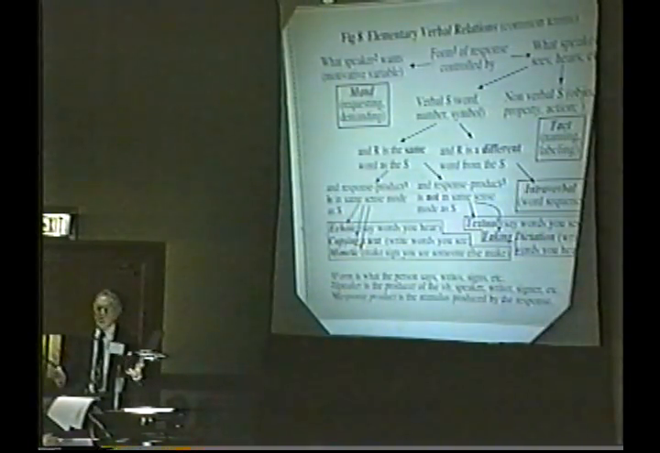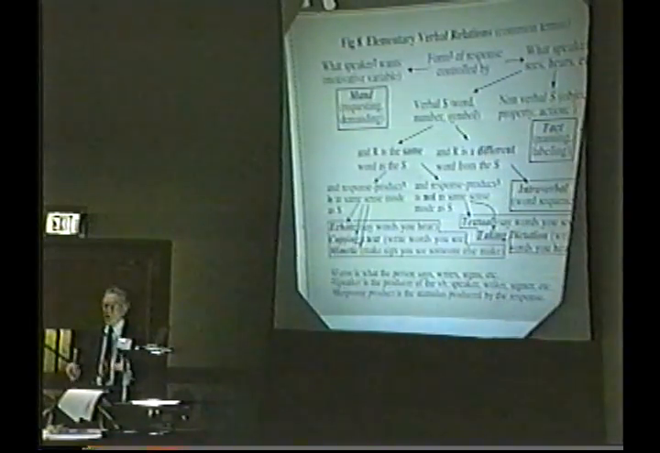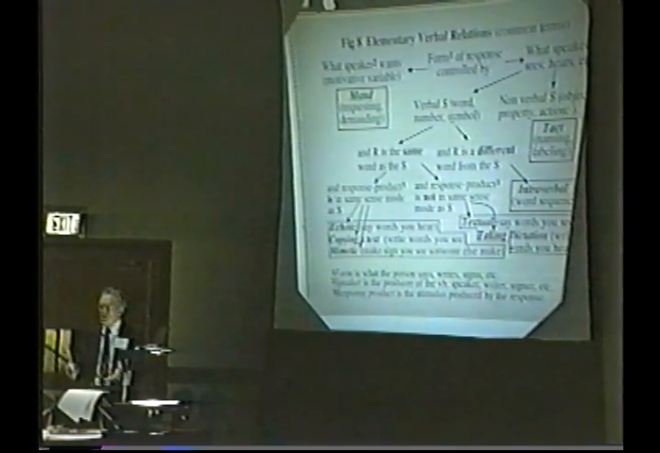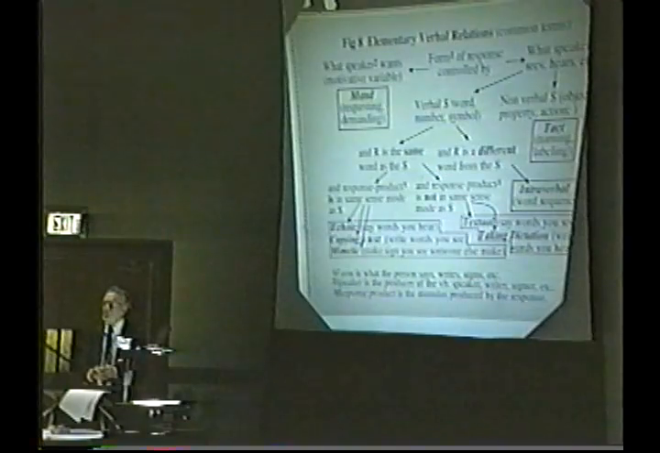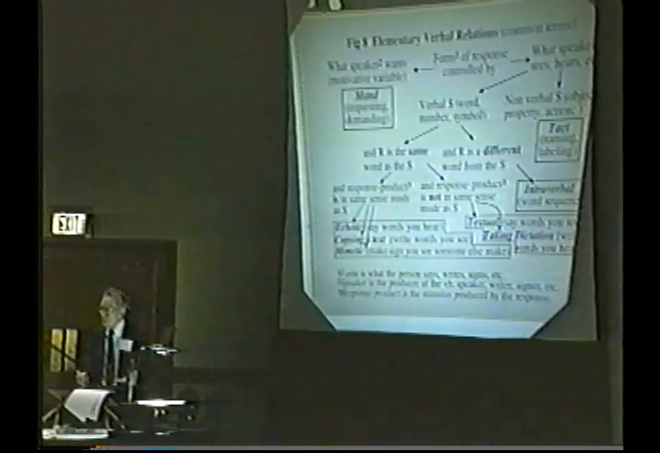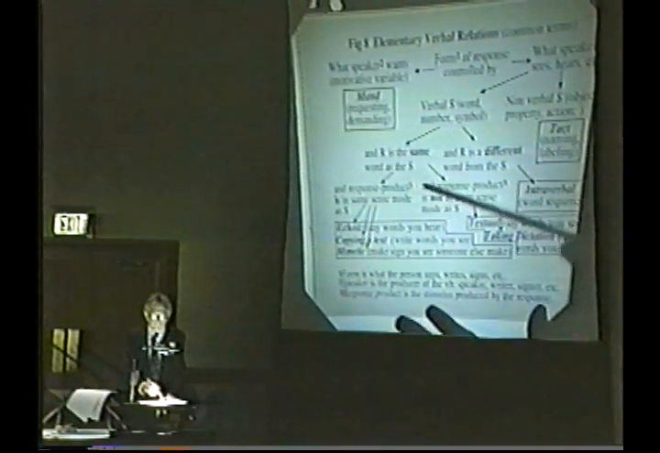The response product is a convenient term Skinner uses, and many people use, to refer to the stimulus that's produced by a response. So the response product of talking is an auditory stimulus. When I talk, how does it affect you? You hear it. So the response product of vocal behavior is an auditory stimulus. The response product of writing is a visual stimulus. How does it affect the viewer? He sees it. The response product of signing is also a visual stimulus.